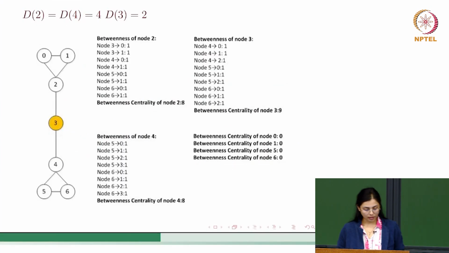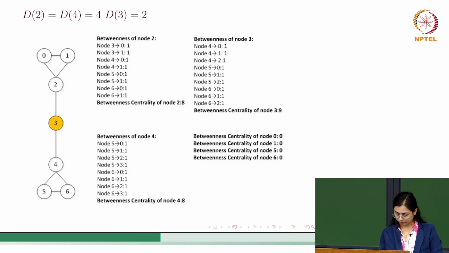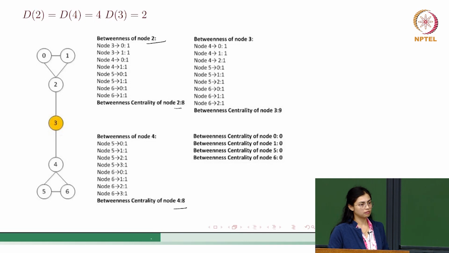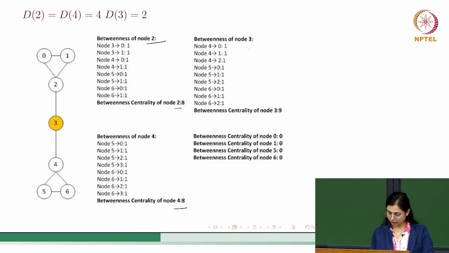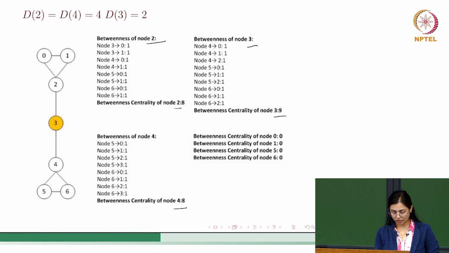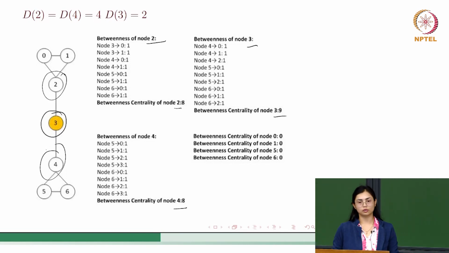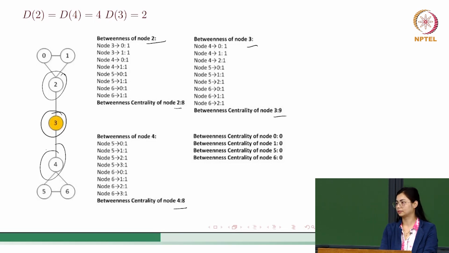Here it is calculated and we see that the betweenness centrality for 2 and 4 is 8 and the betweenness centrality for 3 is 9. That means the betweenness centrality of 3 is more than 2 and 4. As I said earlier, 3 is the more crucial node for this network, though it has fewer connections and its degree centrality is less. Okay.